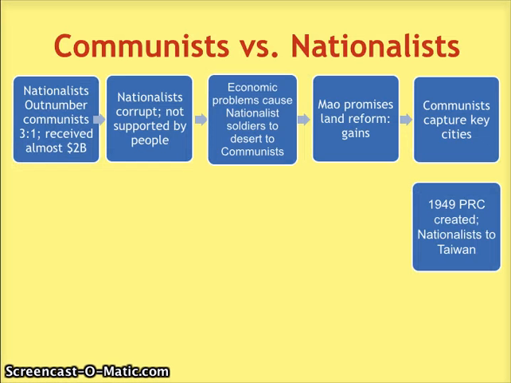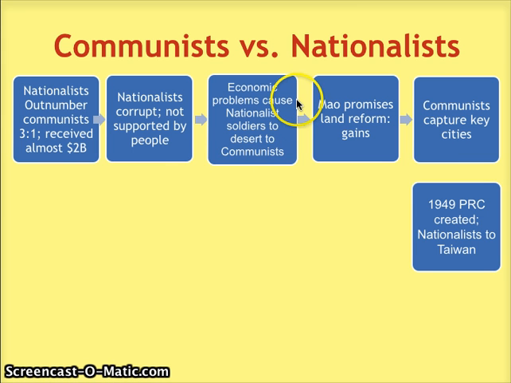Looking at the communists versus the nationalists, we see that the nationalists outnumber the communists 3-1. That means the nationalists' army is huge compared to the communist army. The other thing is that we have a lot of money being given to the nationalists as well. This money is probably being given by countries who want to keep democracy, so countries like Britain and the US. The other thing is that the nationalists are very corrupt though, and the people do not support the nationalists. Many of the people themselves are supporting the communists.